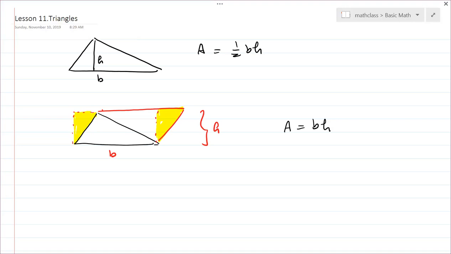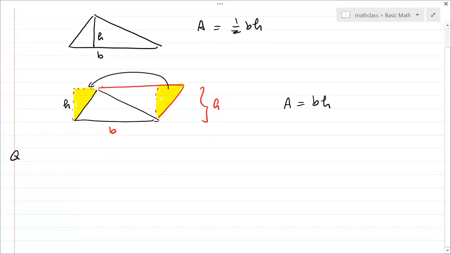The reason is if you cut the corner, move it to here, you make a rectangle, and you do not change the area of that figure, right? So b times h, where h is the height, is going to be the area of the rectangle, and we know that from last class. So the area of the rectangle is the area of this parallelogram, and then divide by 2, you get the area of the triangle. Okay, so that's how we get the area of the triangle.